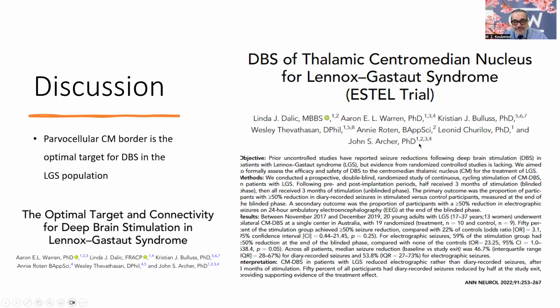Just a quick clarification, Omar, if you don't mind. Yeah, sure, of course. The ESTEL trial on the right side of this slide showed statistically significant seizure reduction when 24-hour ambulatory EEGs were done at certain intervals in the trial for the Lennox-Gastaut patients. However, if you look at the journal documented seizures, there was no statistically significant reduction. Yeah, that's true. It was mostly the electrographic seizures.